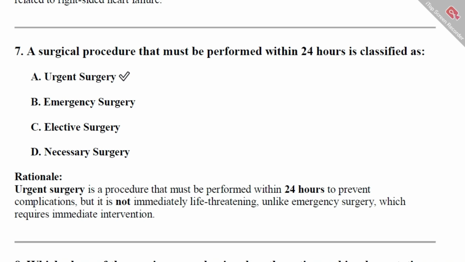The rationale behind this is urgent surgery is a procedure that must be performed within 24 hours to prevent complications, but it is not immediately life-threatening, unlike emergency surgery, which requires immediate attention.